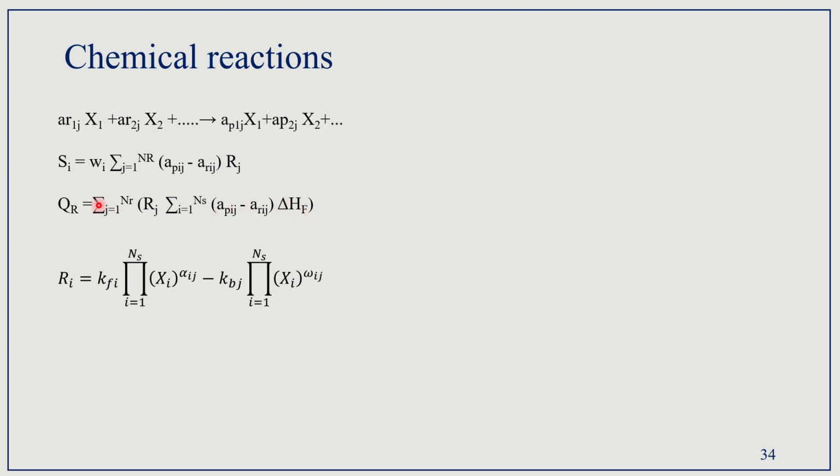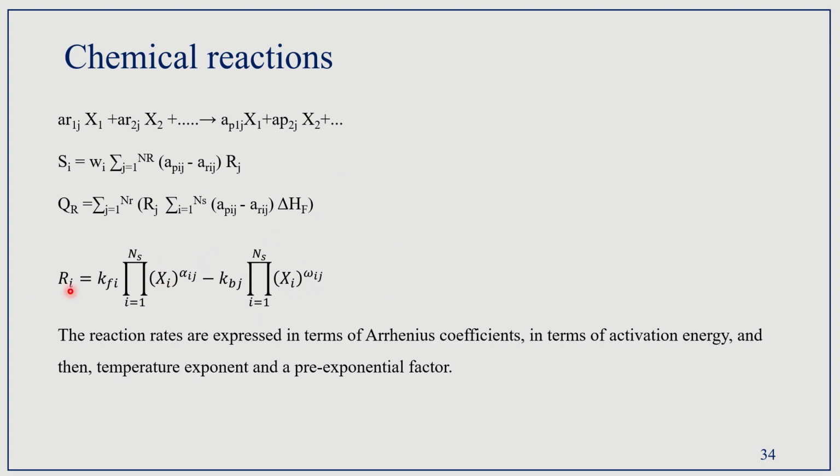into ΔHf. So that is the amount of heat generated that is given over here, and this rate of reaction is given by this equation, where kf into, for each term we are accounting for the products and the reactants, and the reaction rates are expressed in terms of Arrhenius coefficients, in terms of activation energy and temperature exponent and a pre-exponential factor. So the rate of reaction is expressed in terms of all these things.